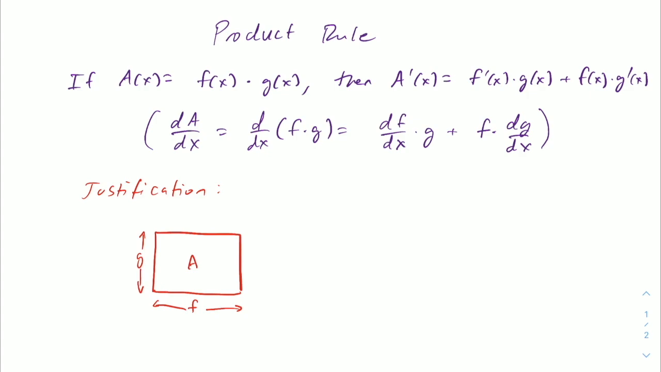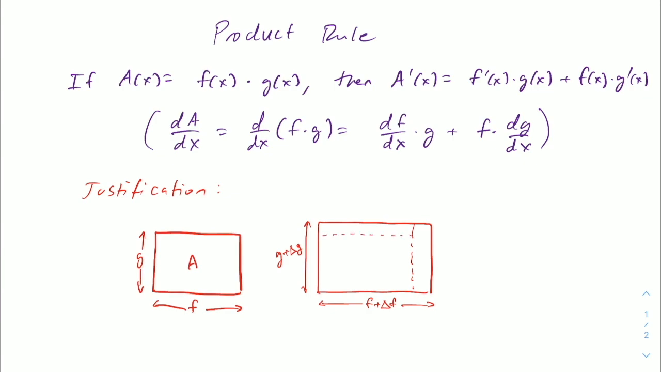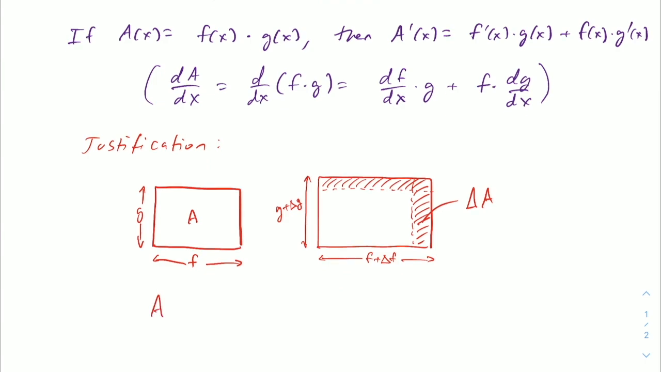Now if I increase g a little bit, let's say I increase g by delta g, and I increase f by delta f, a small amount of f, I'll get a new area. What I want to figure out is how much my area has increased. I want to figure out this shaded area. We'll call that delta A. So delta A is going to be my new area minus my old area.